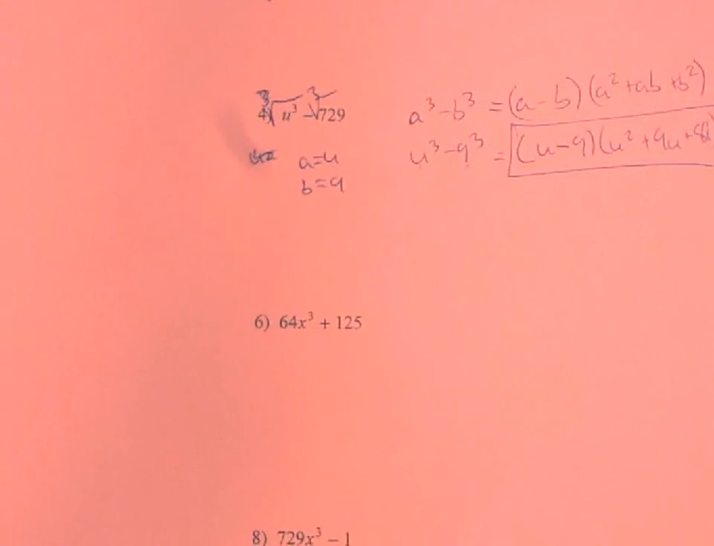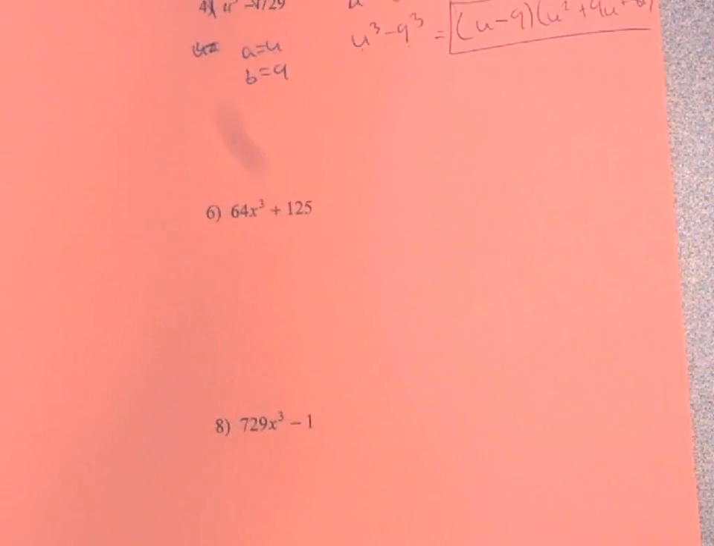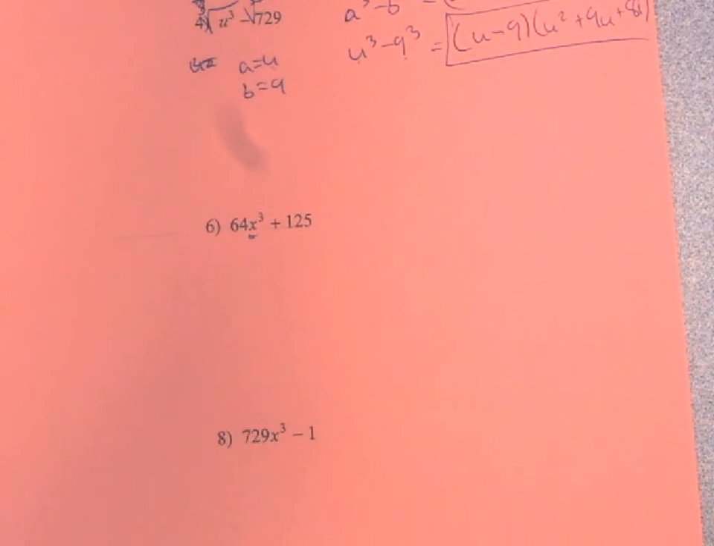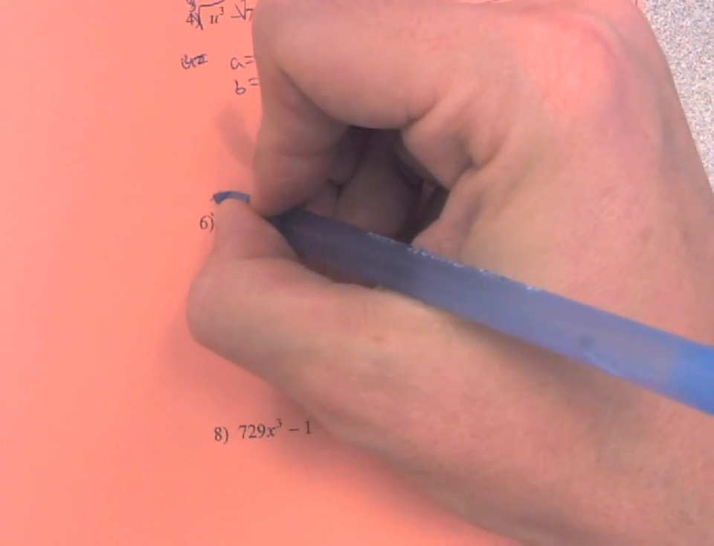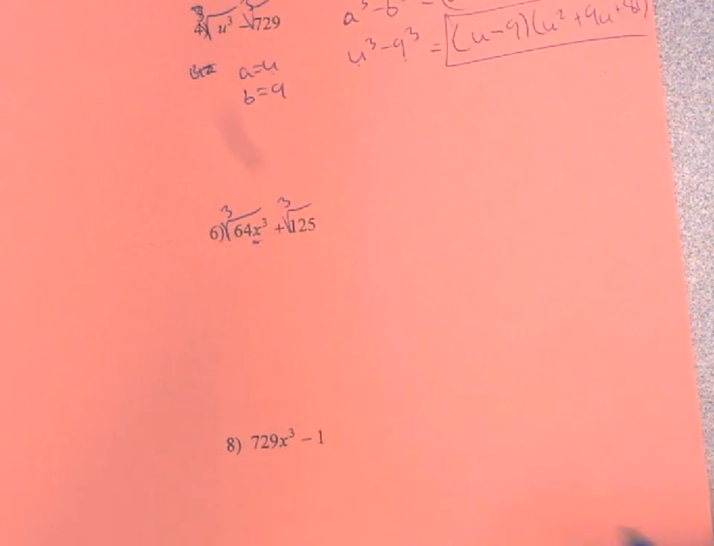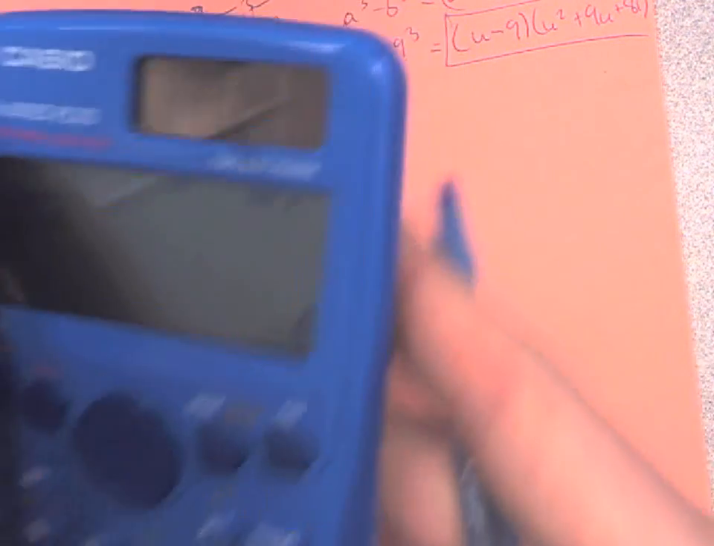All right, let's move on to the next one here. Now the next few are a little bit different because there's a number in front of the variable, and that's okay. We're just going to take the cube root again. So now we just have two things to take the cube root of. The cube root of 64, we'll figure out what that is. Okay, so that's 4.